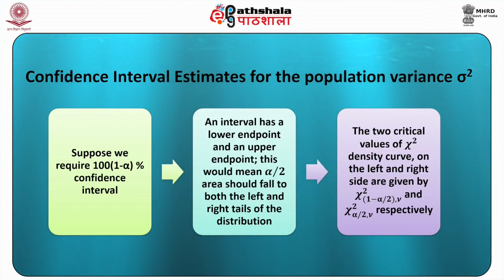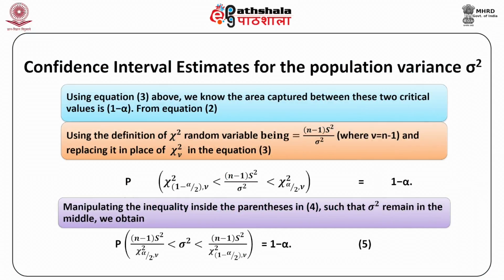Now then, the two critical values of chi-square density curve on the left and right side are given by chi-square 1 minus alpha by 2 comma nu, which is also read as chi-square with nu degrees of freedom and 1 minus alpha by 2 critical region. And the second is chi-square alpha by 2 comma nu respectively. So using equation 3 above, we know the area captured between these two critical values is equal to 1 minus alpha.